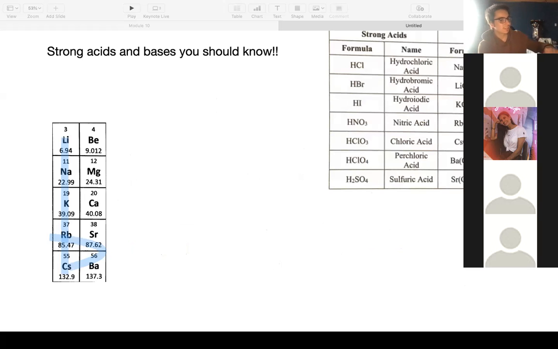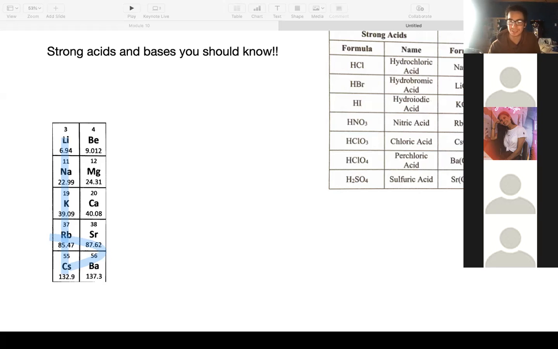The next thing that the chapter goes into is some strong acids and bases that you should know. Strong acids, I hope you guys are familiar with. We've been having to kind of know those for a while now. And it also tells us some strong bases. And an easy way to remember the strong bases is that letter B that you could form on your periodic table.